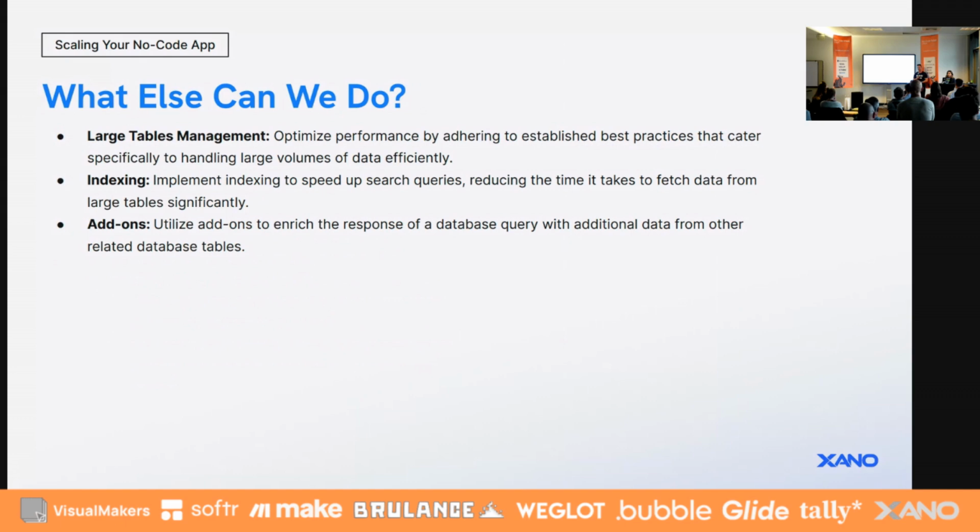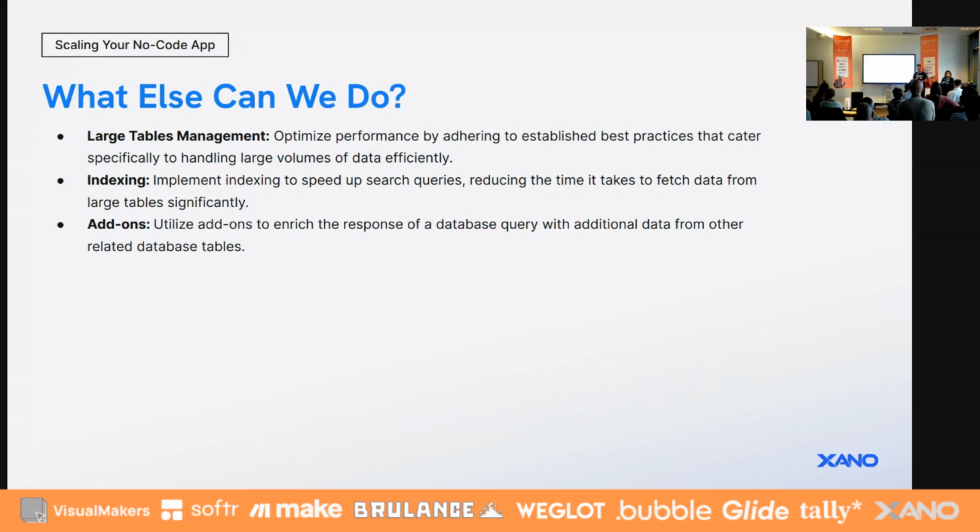So beyond optimizing API requests, there are several targeted strategies we can employ to enhance the performance of an application, right? One is large table management. Adhering to established best practices that cater specifically to handling large amounts of data effectively can really impact how data is stored and retrieved. One of those very important tools at our disposal is indexing, which is a tool from PostgreSQL, and it's available in Xano. This essentially optimizes data retrieval, making it much faster, especially as you grow and scale.